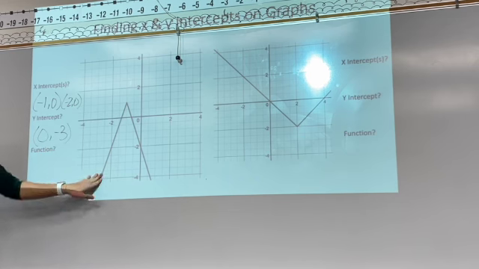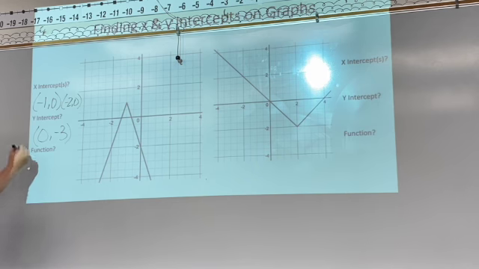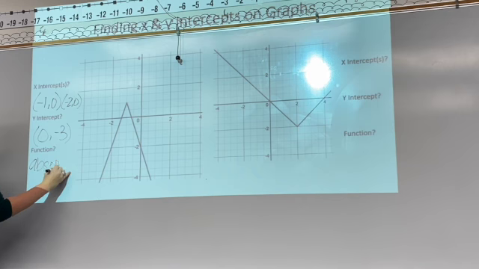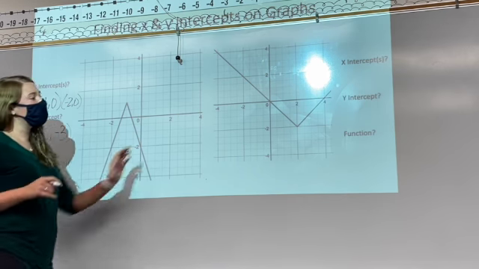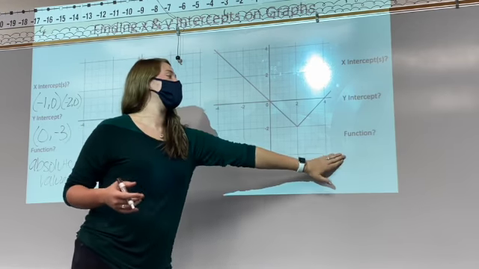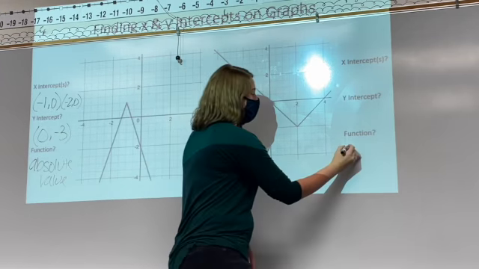Finally, this function, you guys know because it's a V shape that it's an absolute value function. Over here we have our second graph. We know that it's an absolute value function because it's just like the last one.